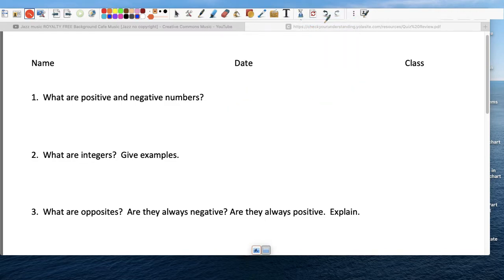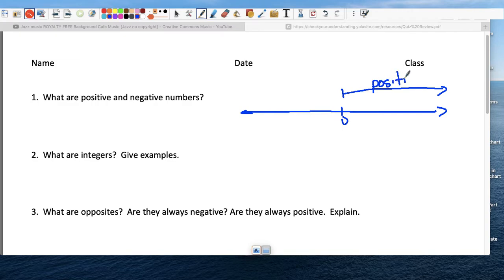The first one says, what are positive and negative numbers? So I'm going to draw a number line because it's easier to visualize that. Remember, positive numbers are numbers that are to the right of 0 and have a greater value than 0. These are all your positive numbers, right? Your negative numbers, on the other hand, are to the left of 0 and have a value that's less than 0.